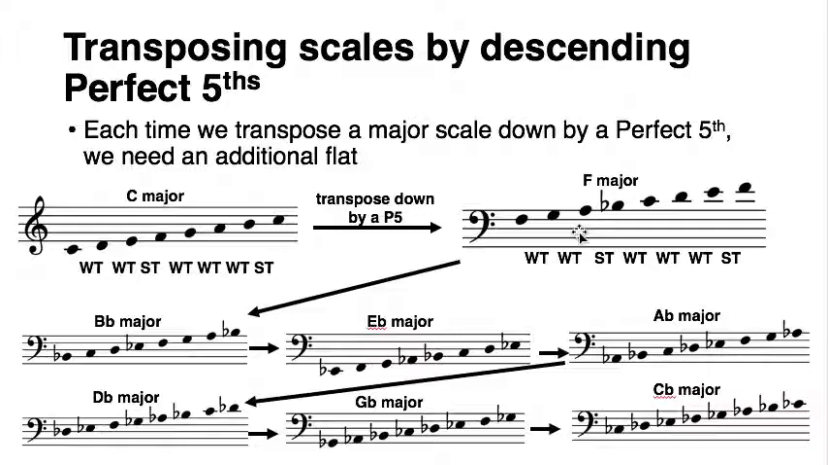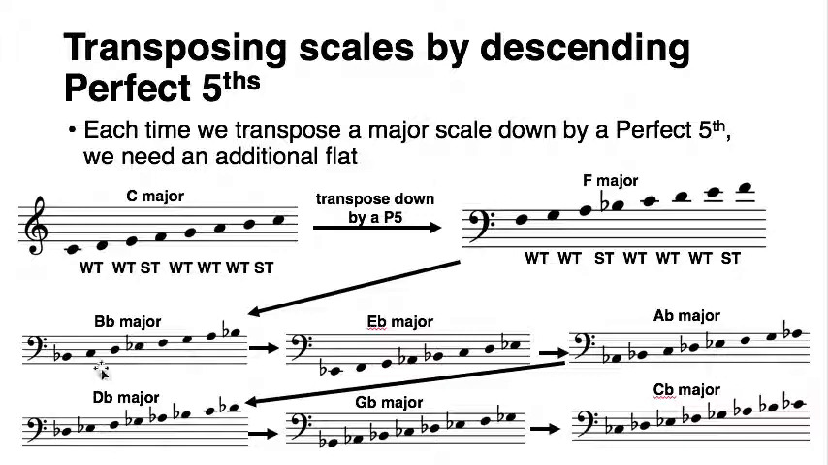Now, if we keep transposing F down by a perfect fifth, we will need an additional flat each time we do that. A perfect fifth below F, then, we need to count 5 letter names: F, E, D, C, and B. But F to B, there are only 6 semitones. We need that to be 7 semitones. So we increase the distance and make that be a B flat.